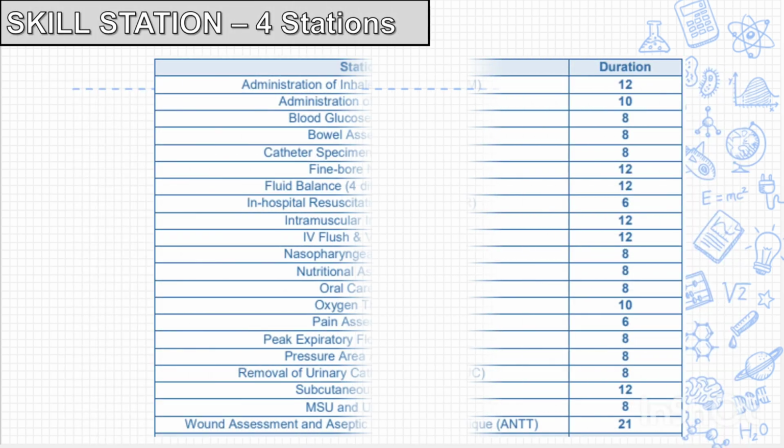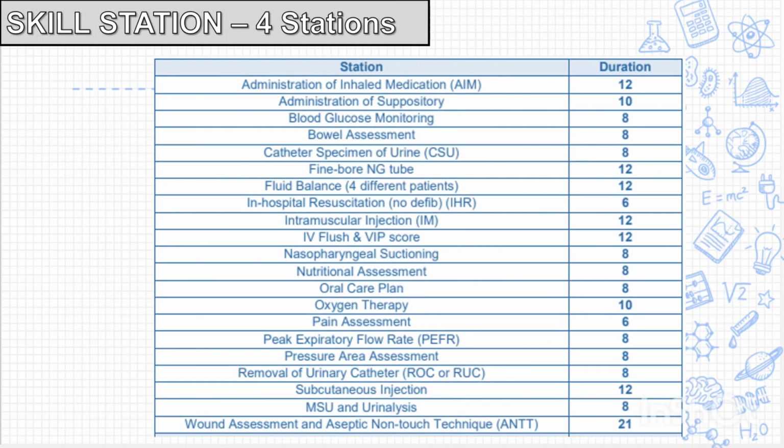In skill stations, the time duration varies for each procedure. So the time duration has been mentioned. For example, if you are going to do the procedure of administration of inhaled medication, it should be completed within 12 minutes. If you are going for catheter specimen of urine, then it should be completed within 8 minutes. If you are going for in-hospital resuscitation, no defibrillation, it should be completed within 6 minutes. So these are the various time durations mentioned for each station. Any 4 only you will be getting in skill stations.